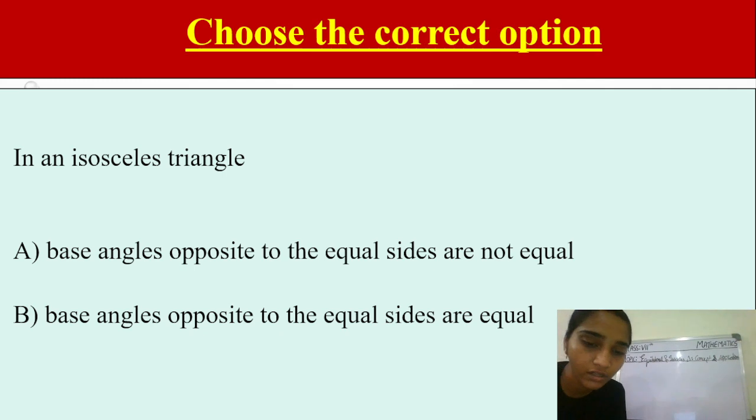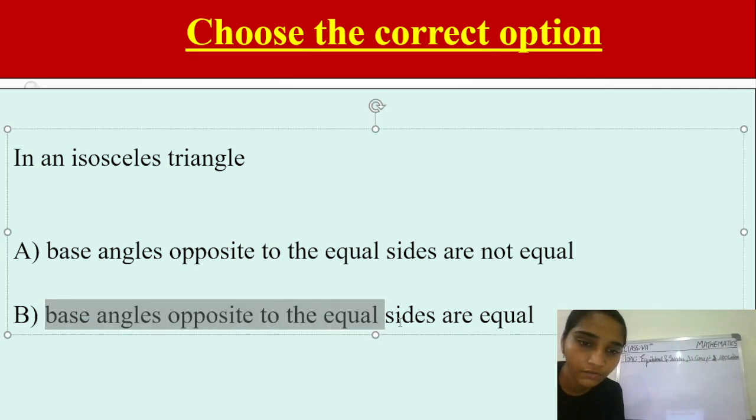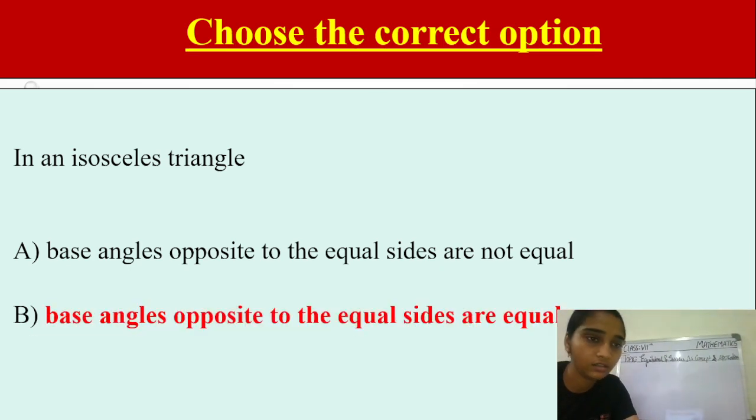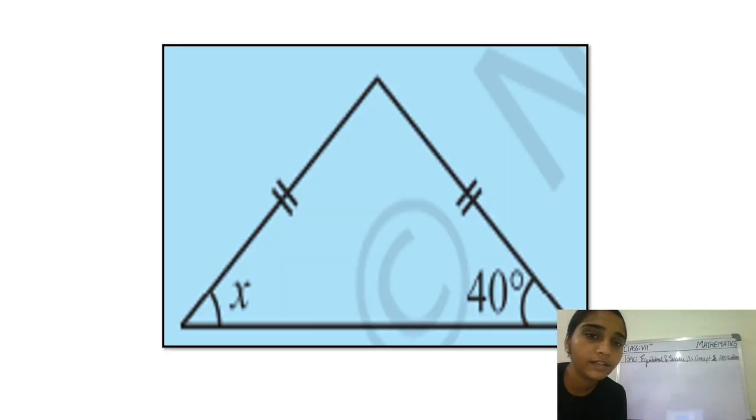Yes, very good, students. So if you are giving the answer as B, which is the correct answer, that the base angles opposite to the equal sides are equal in the isosceles triangle. Very good. Now let's move ahead.